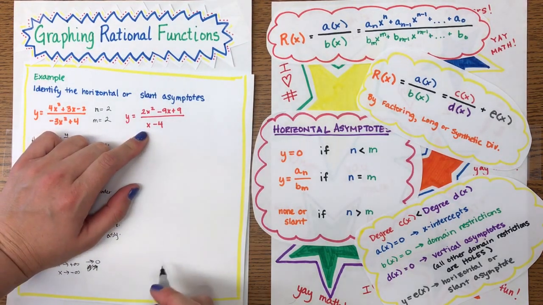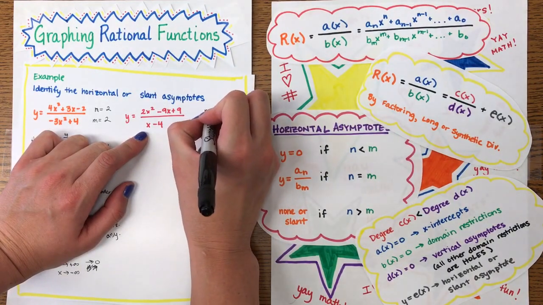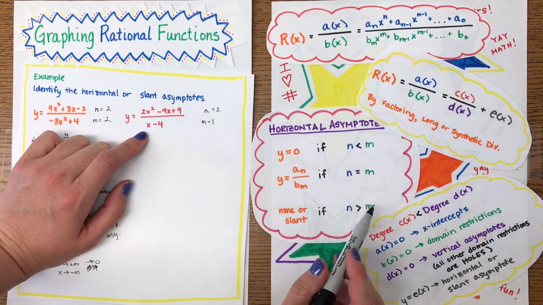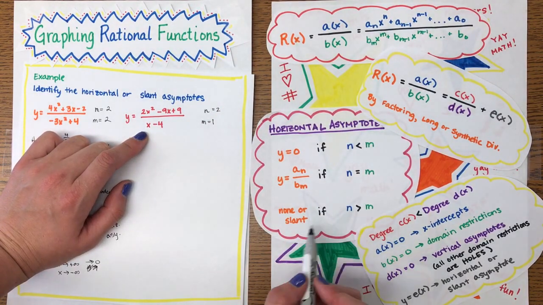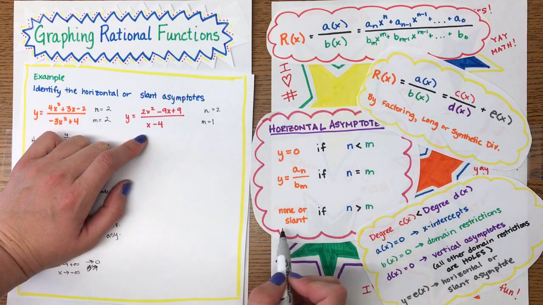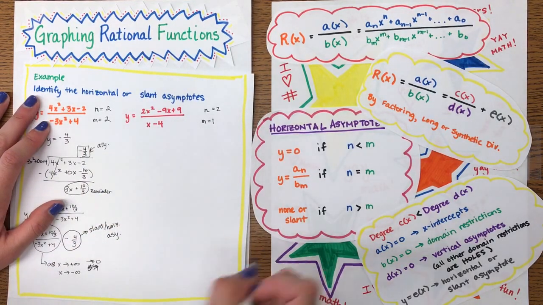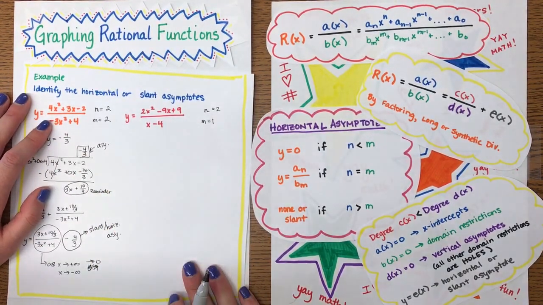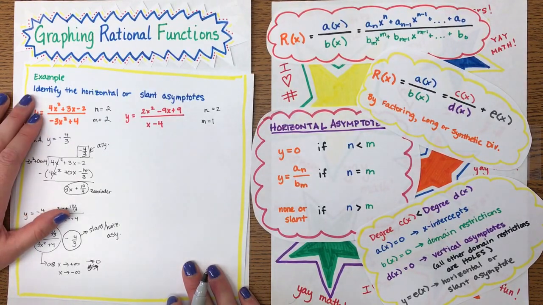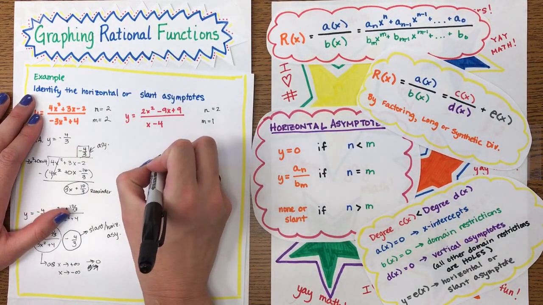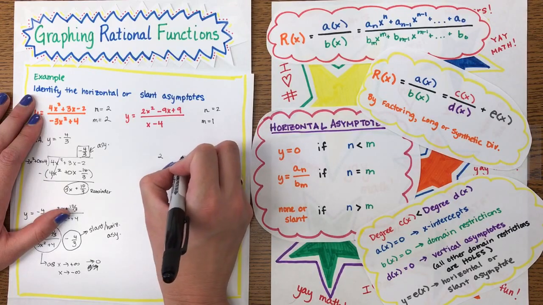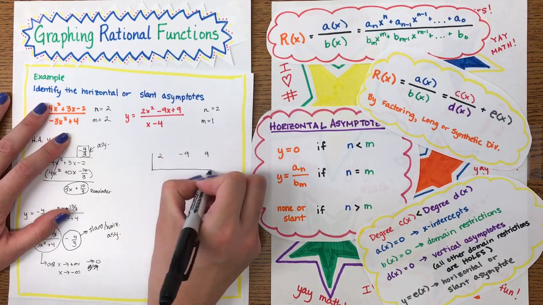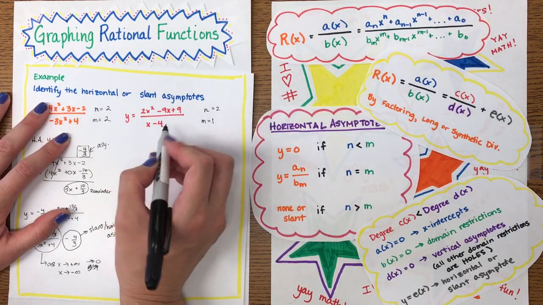So then when I look at this next problem, the degree of the numerator is 2, the degree of the denominator is 1, so this follows the case where the degree of the numerator is greater than the degree of the denominator. I'm going to have a slant asymptote here. So when I have a slant asymptote, I need to go through this division. Luckily, my denominator is set up nicely, so I can use synthetic division. So I write the coefficients of my numerator, 2, negative 9, 9. Remember, you leave a 0 for any term that's missing.